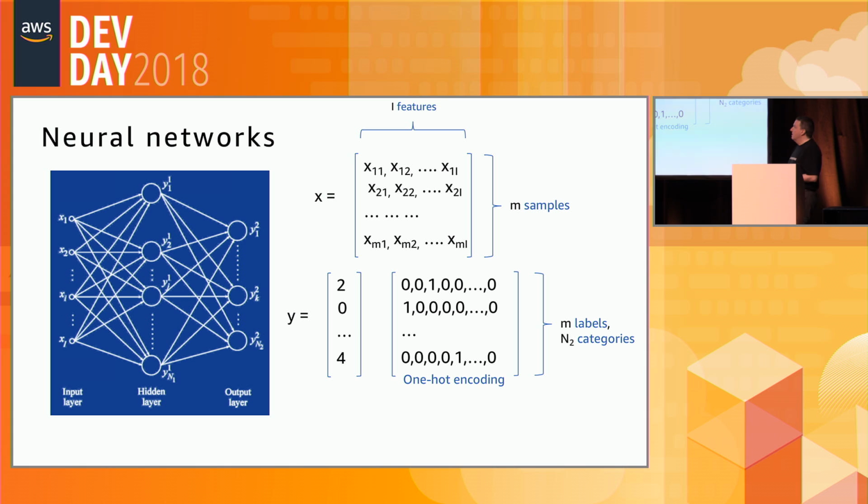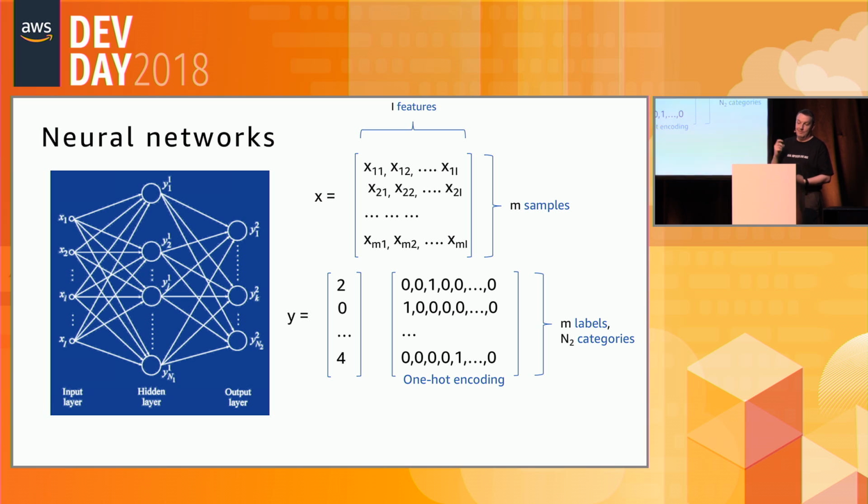So here, category 2, and remember we start counting at 0 because we're computer guys. 0, 1, 2, right? This is category 0, so I flip bit 0. This is category 4, so 0, 1, 2, 3, 4. It's called one-hot encoding.